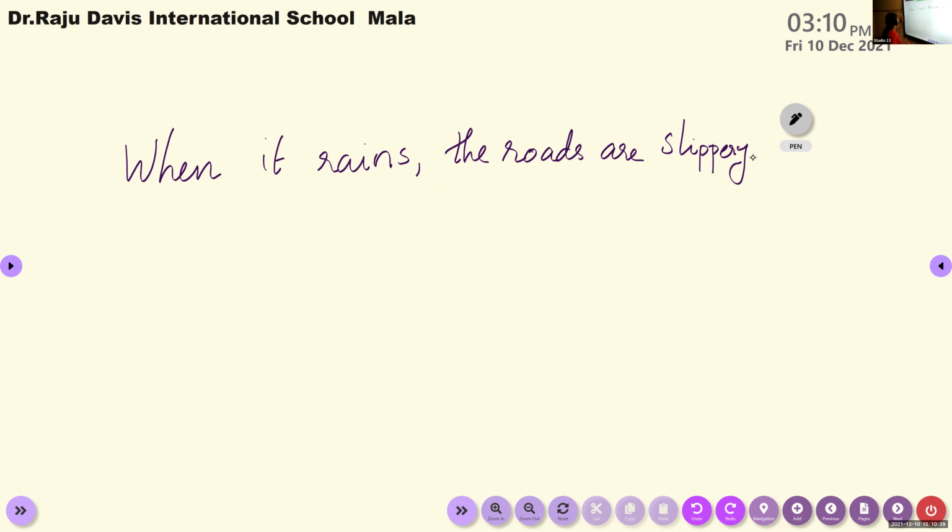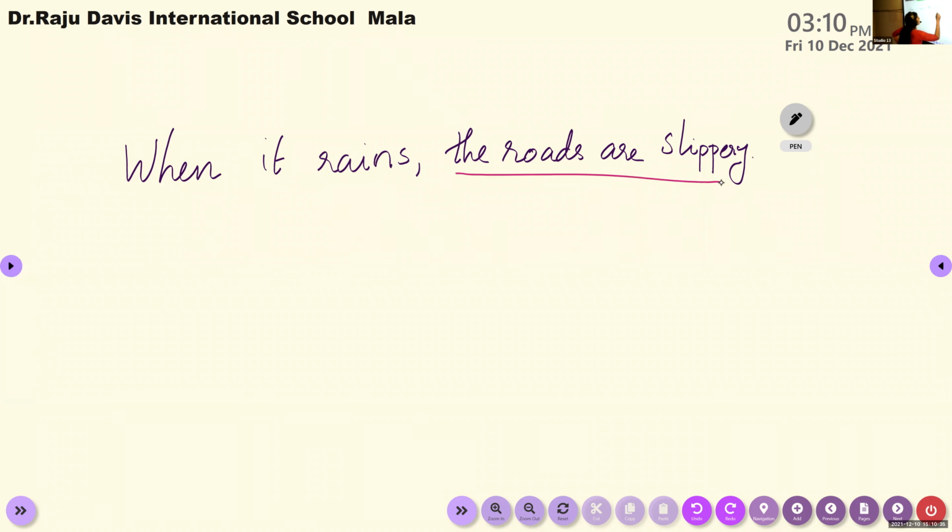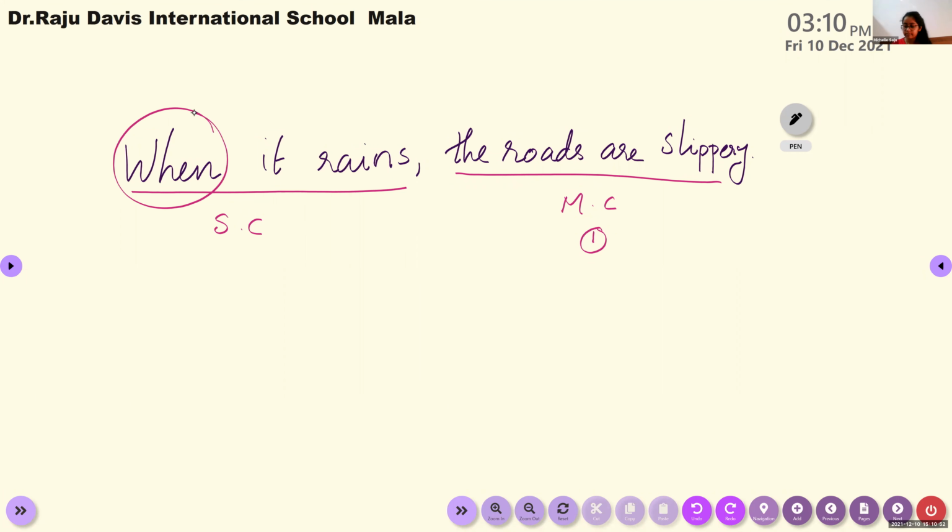Can you identify the main clause in the sentence, children? "The roads are slippery." Oh, very good. "The roads are slippery" is an example of a main clause. So how many main clauses here? One main clause. Okay, now tell me the subclause here. "When it rains" is an example of a subclause. Identify the subordinating conjunction. "When" is the subordinating conjunction.